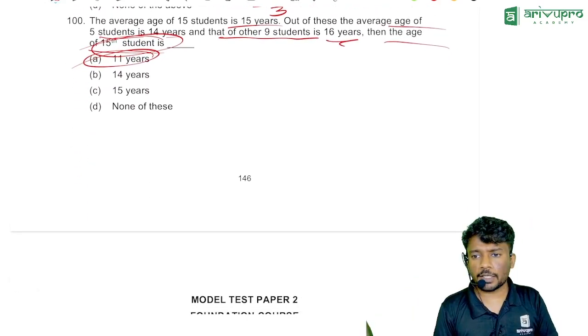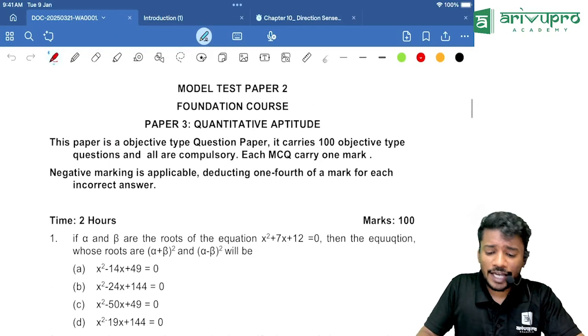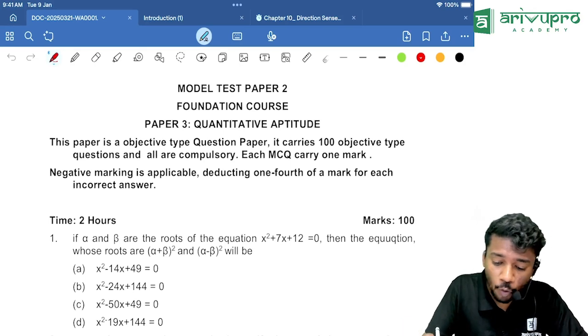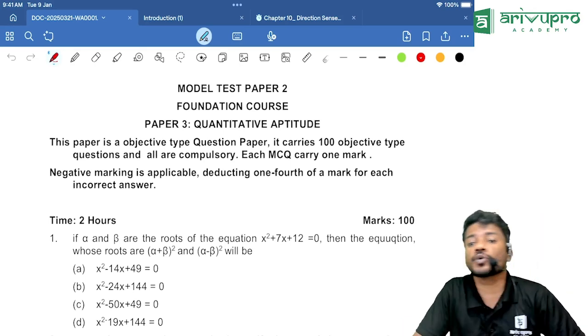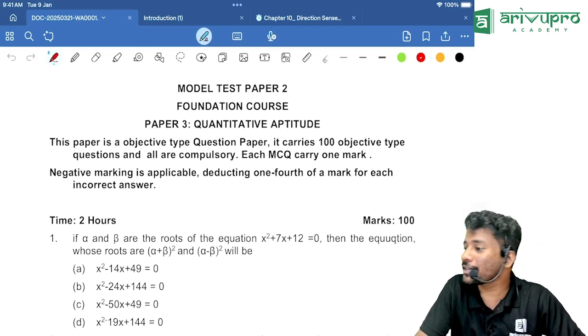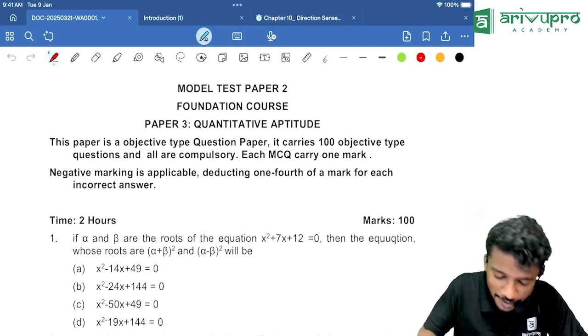Next one will be model test number 2. That's all. Thank you. Now we are going to discuss model test paper 2, Foundation Quantitative Aptitude. How much negative marking is there, people? 0.25 negative marking is there.